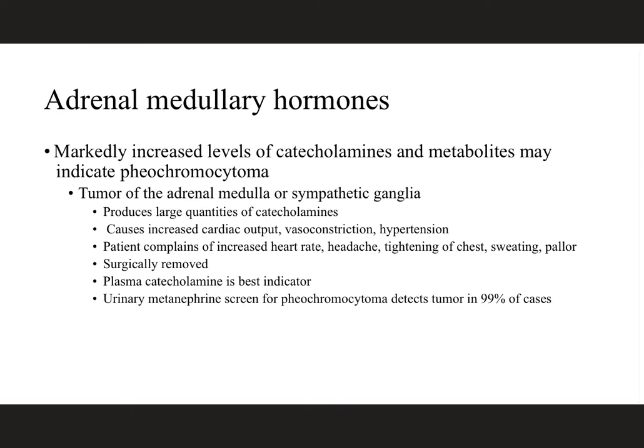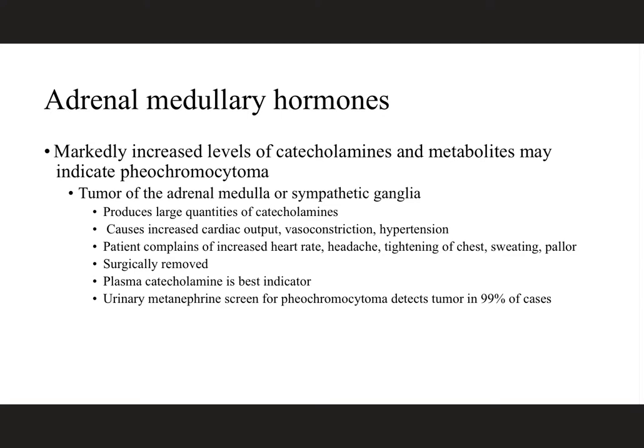And so where it really comes into play with seeing different levels in our urine, an increase tells us that there may be the chances of something called a pheochromocytoma, which is basically another word for a tumor of the adrenal medulla or sympathetic ganglia. Basically what it does is that tumor leads to, surprise, increased quantities of the hormone in question.